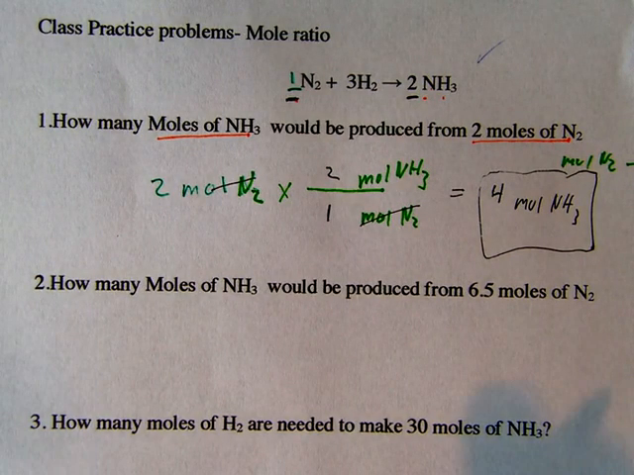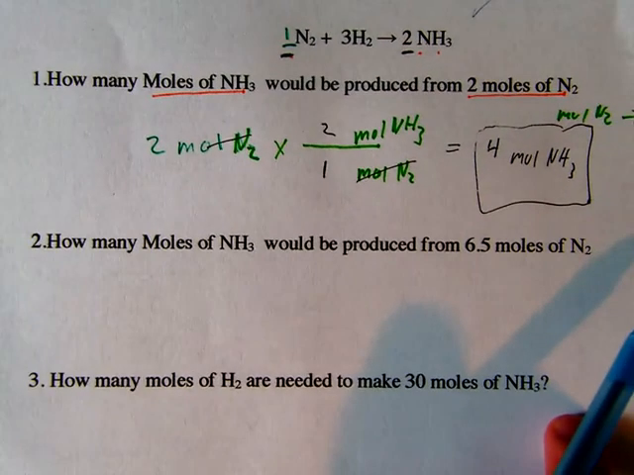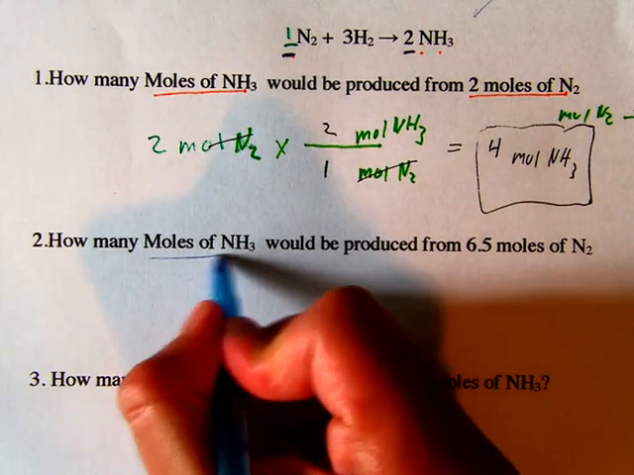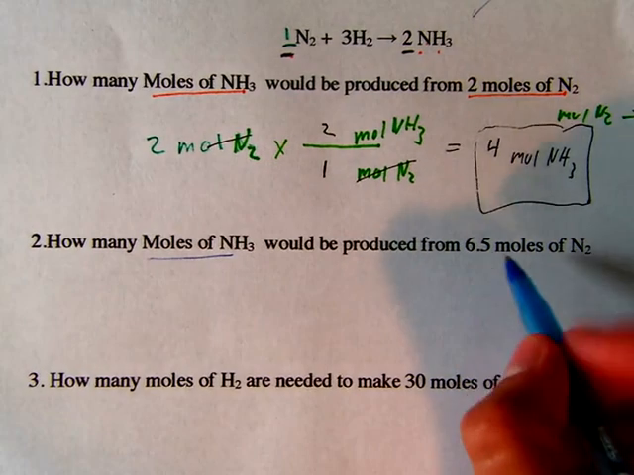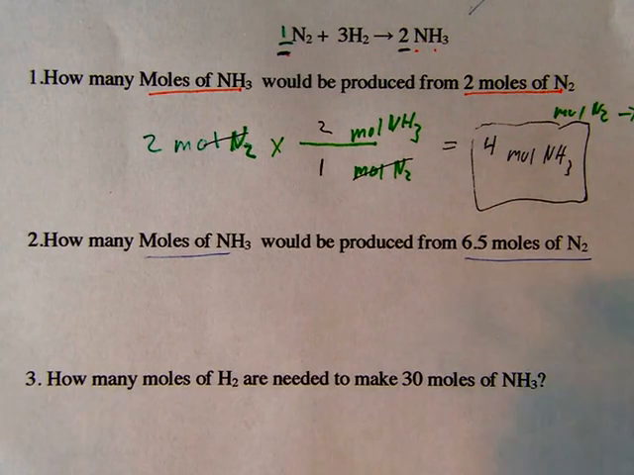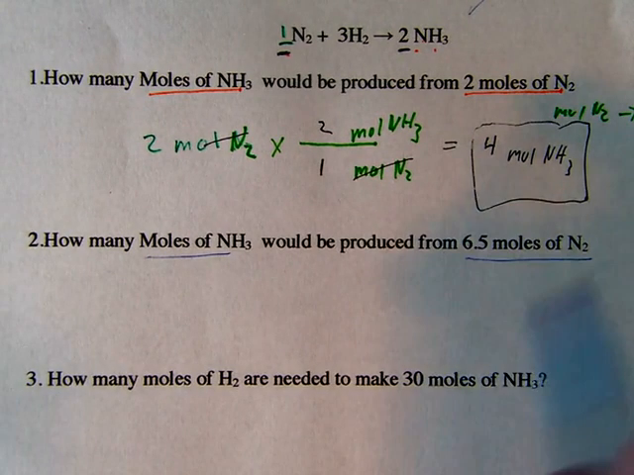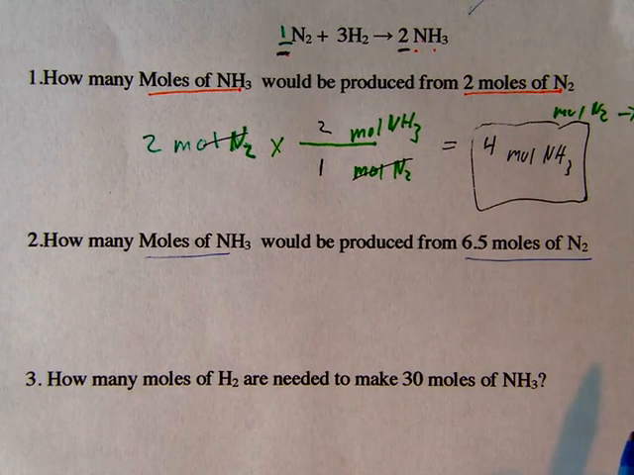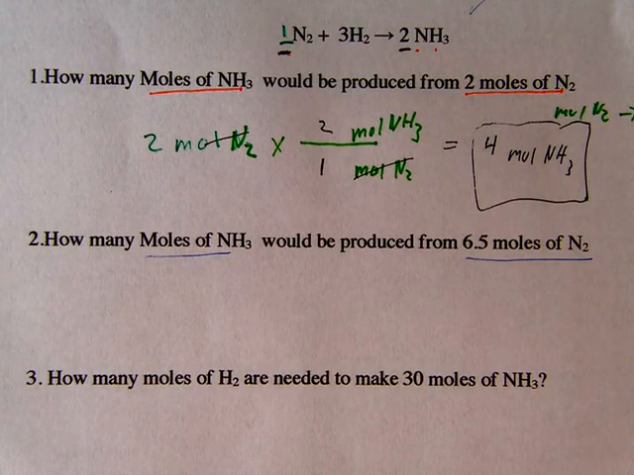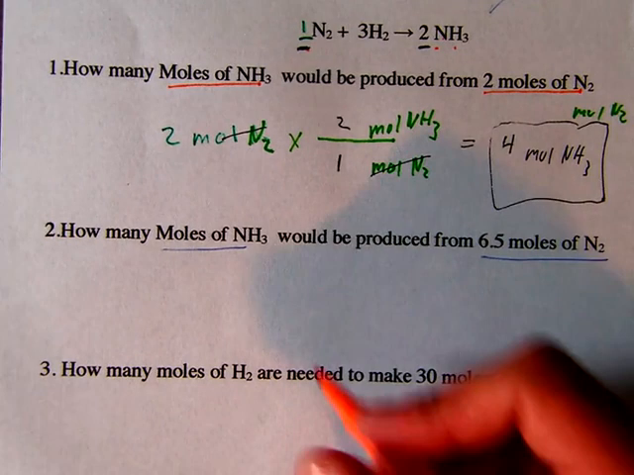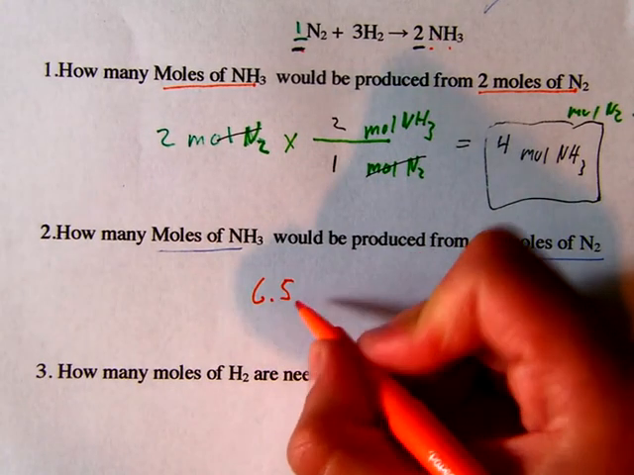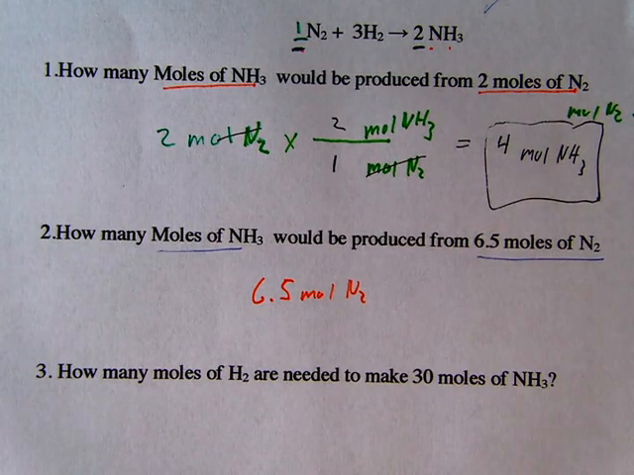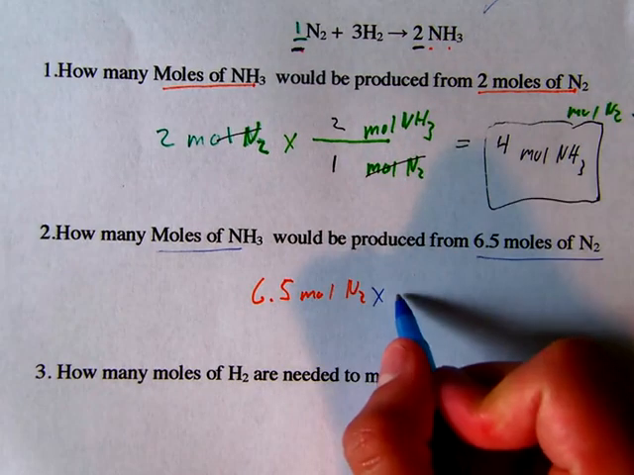So, the next problem is asking us, we're using the same equation, how many moles of NH3, so still we're looking for NH3, would be produced from 6.5 moles of N2. So same problem, different numbers. Okay? Because this one we can just kind of think about it, right? But this one might be a little bit more difficult. Let's go ahead and do this one as well. So I'm going to rewrite this. I go 6.5 moles of N2 times a fraction.